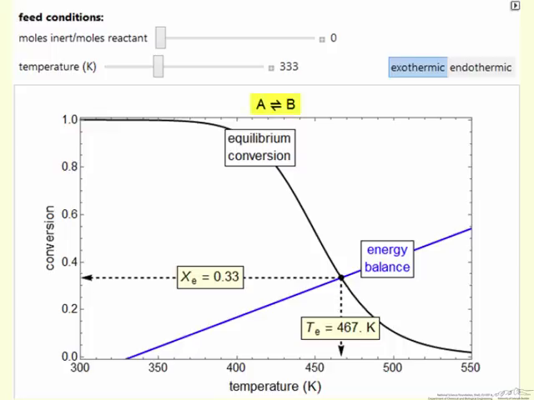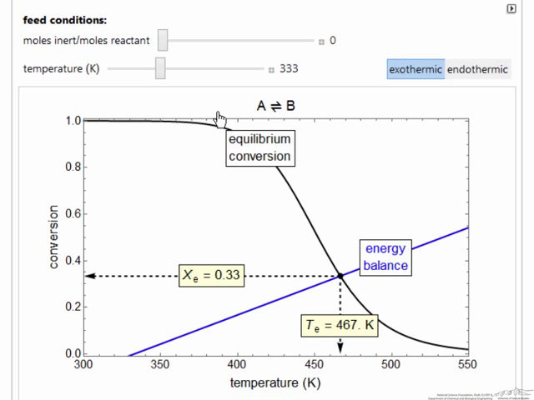This is a case where A reacts to B, so inert is not going to affect the reaction otherwise except through the energy balance. And we can look at both an exothermic and an endothermic reaction. So now let's go to the simulation and observe the behavior as we change these parameters. So here's the interactive simulation.